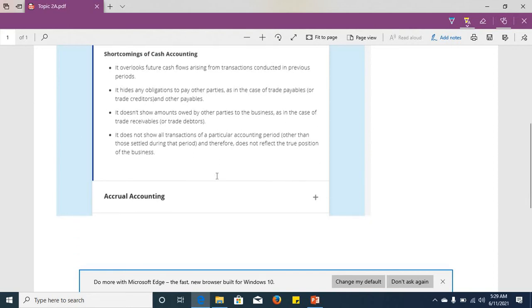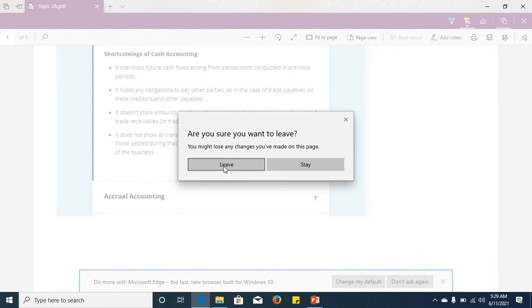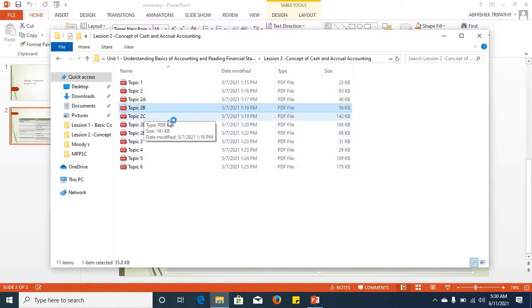There has to be transparency, right? There is a disclosure principle, where you have to disclose each and every transaction which happened during a period of time. But in the cash accounting system, you are ignoring everything which doesn't involve cash, right? For example, there may be some future cash inflows or outflows which you're expecting, and those are ignored. So these are the shortcomings of a cash accounting system. Now let us go to B.